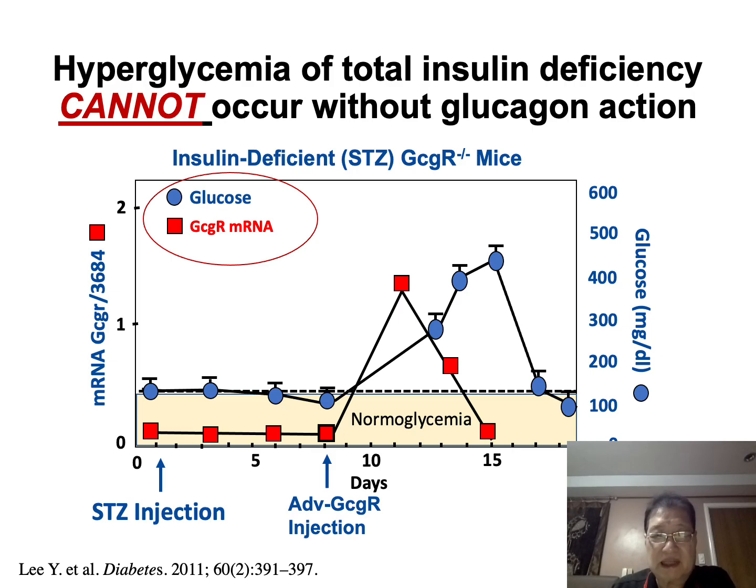Now, this animal experiment does suggest that what caused the syndrome of type 1 DM metabolic consequences was not the lack of insulin directly, but instead the unopposed action of glucagon when insulin is absent.